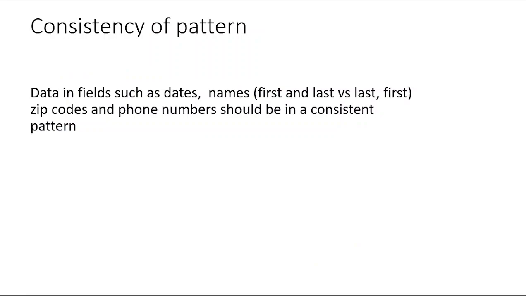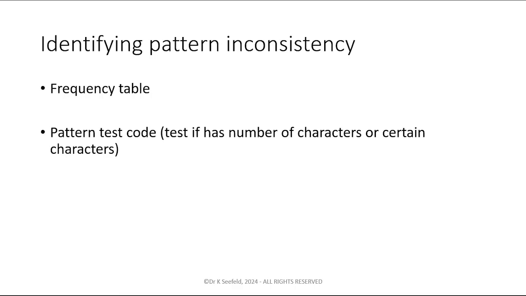Consistency of pattern. This is the issue of things like dates, names, zip codes, phone numbers, things that you would expect to be in a certain format consistently, but of course, if you let people enter them, they probably will not be consistent. So, again, frequency tables are super helpful here. I don't really know much about pattern test code, and there used to be something called regular expressions, but you can write little functions in code to determine if a phone number is in a certain format and then fix it if it's not.